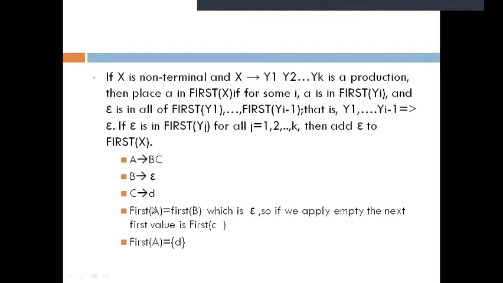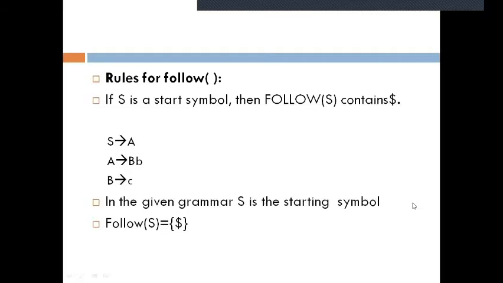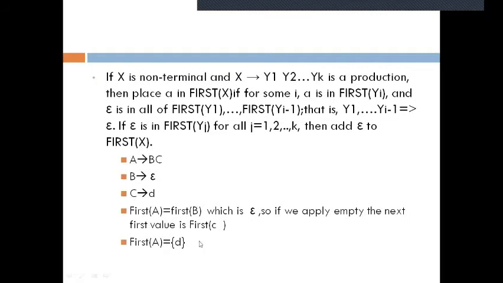So now you can write first value of A is equal to first value of B, which contains empty. So we have to apply the empty. When we are applying the empty position, the next first value is the first value of C. The first value of capital C is small d. So obviously we can write first of capital A is equal to small d. This is how we can find out the first value of the given grammar.